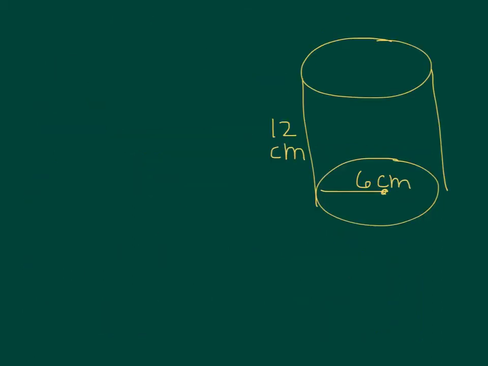Alright, so let's do an example. Here I have a cylinder and I need to find the surface area. So first thing I'm going to do is write down my formula. Surface area is 2 pi r squared plus pi times diameter times the height. So you can use that if you want, or you can use the 2 pi r each one.